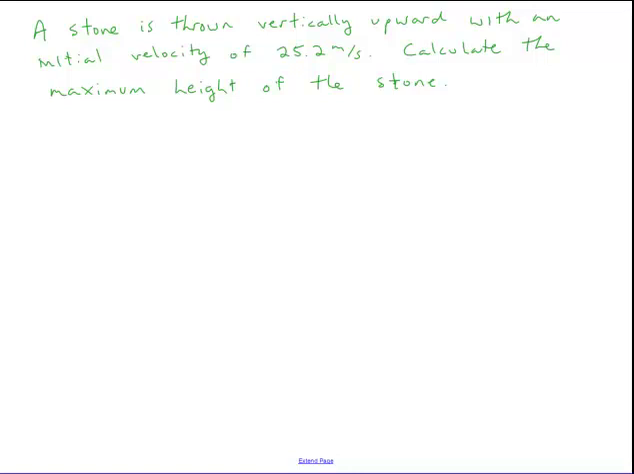So question 1, a stone is thrown vertically upward with an initial velocity of 25.2 meters per second. Calculate the maximum height of the stone. Here you see we're just given one thing, right? We're given VI equals 25.2 meters per second. It's vertically upward, so it's going to be a positive value, so that's correct. But of course we know that gravity, which is acceleration, is negative 9.8 meters per second squared. We probably could have figured that out in the last couple lessons as well.